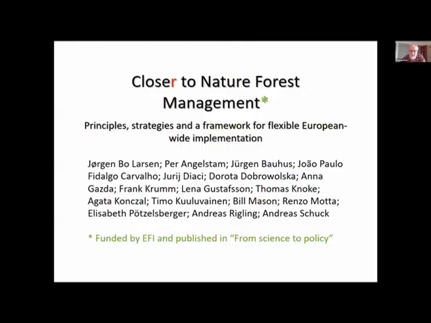This gentleman was chosen as an illustration that what happens at the EU level is actually quite important. And I, together with Timo at this meeting and Lena, have been involved in writing a report which talks about the principal strategies and the framework for flexible European-wide implementation of this term, closer to nature forest management. And this has been a very, very interesting exercise, and there's actually a meeting tomorrow, a webinar, where you can listen to the presentation.